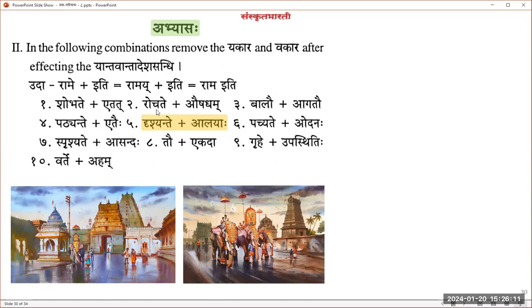Yes. Sundari Varye. Mahodaya. Rochate, that one, number 2. Rochate aushadam. So it will become Rochatai plus aushadam. So yakara lopa. So rochata aushadam. Correct.